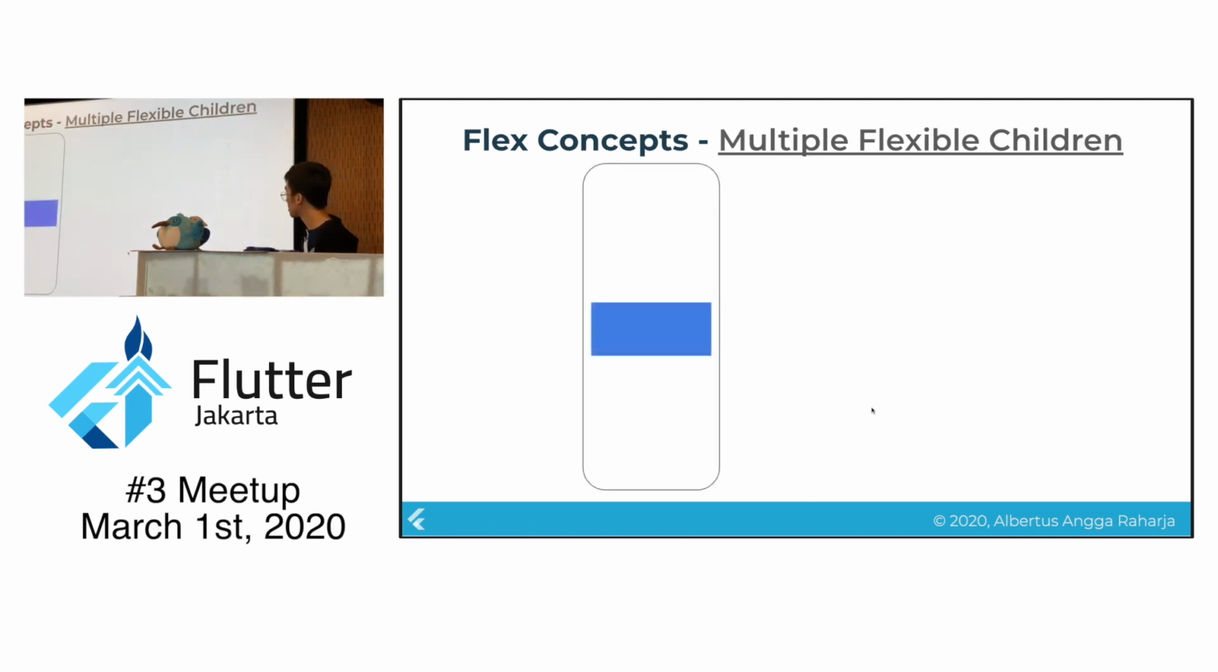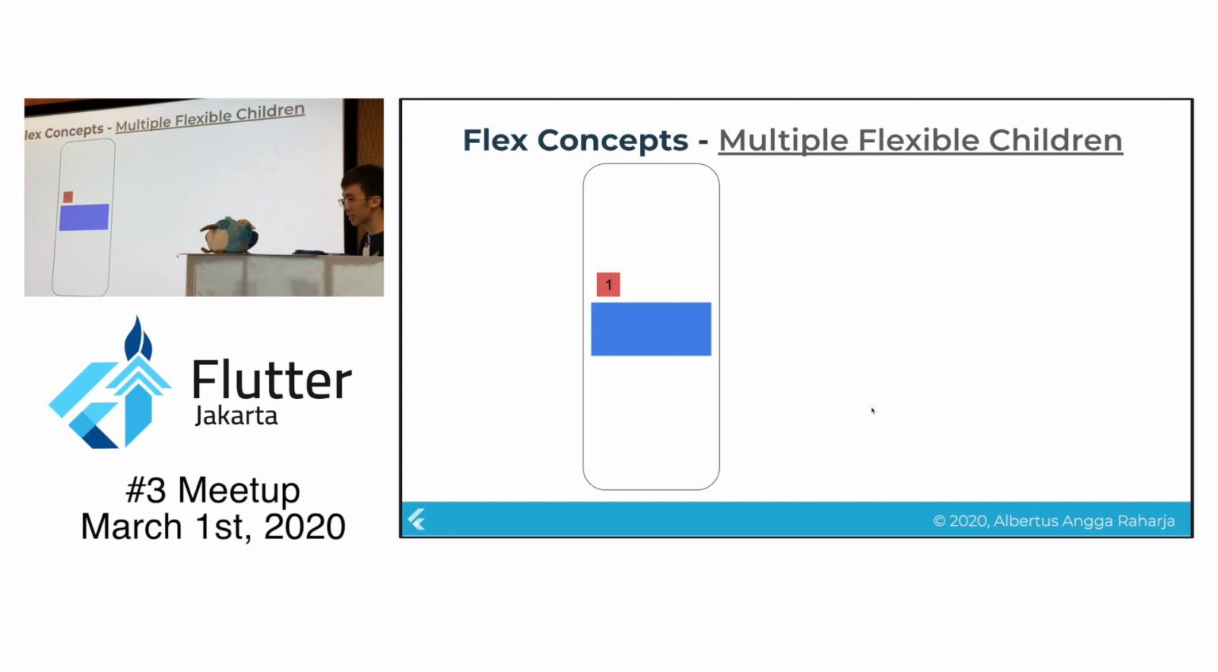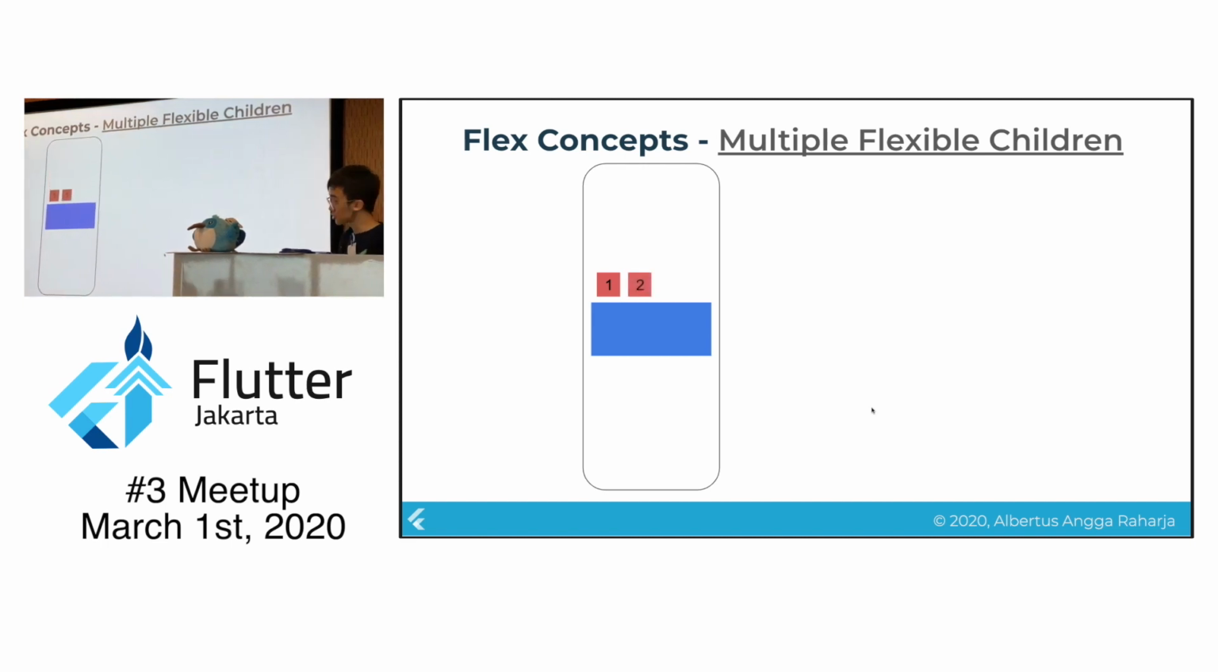How about multiple flexible children? A flexible child has a flex factor. In this case, we have two children. The first one has flex factor 1. The second one has flex factor 2. What does it mean?